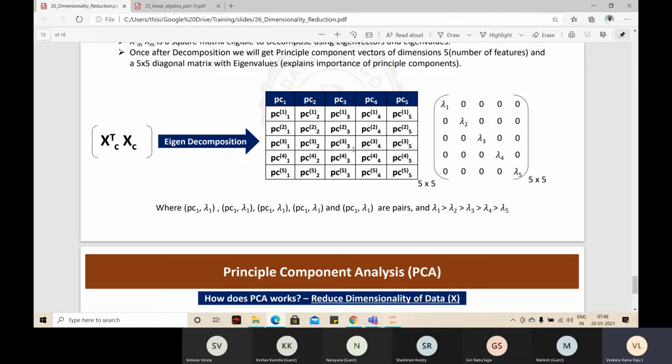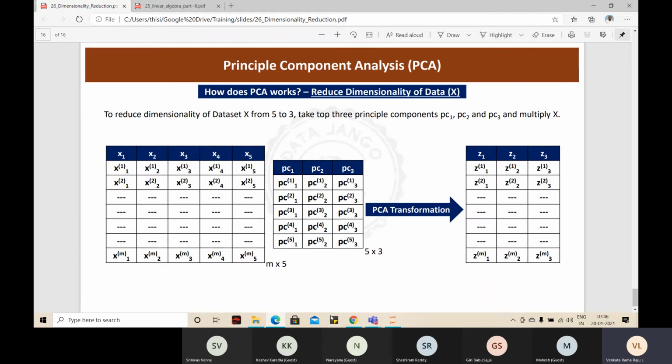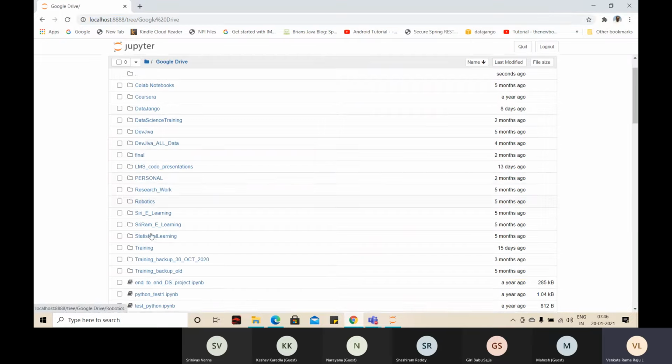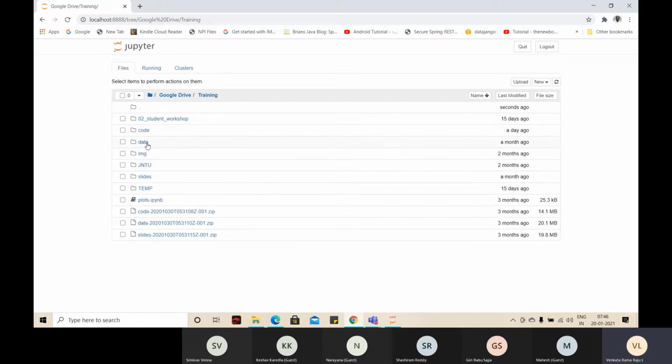So a 5 by 5 matrix it is creating. Okay, and for each eigenvector we have an eigenvalue. So that is how PCA works. And then yesterday we looked into the code. There, it should be a bit more clear.